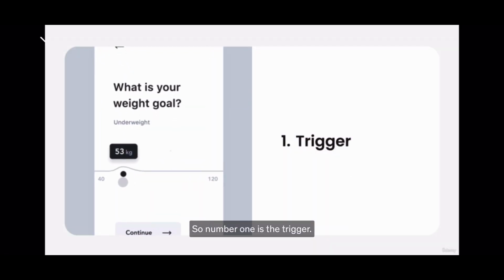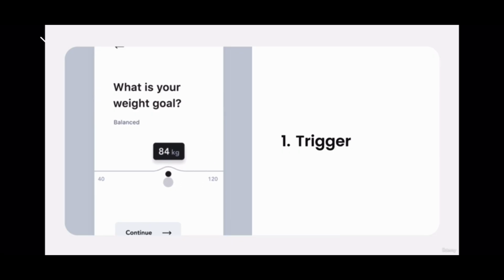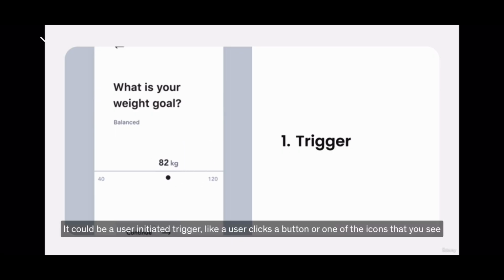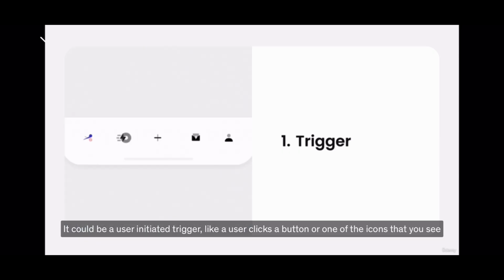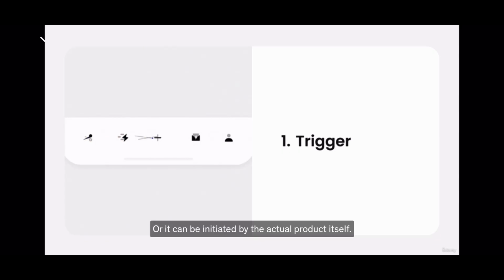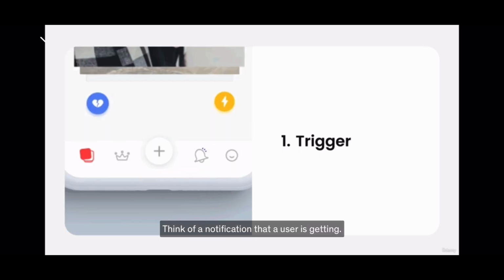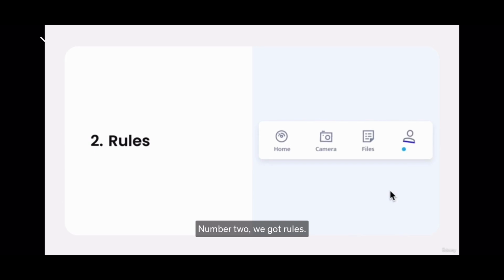So number one is the trigger. This is what starts the micro interaction. It could be a user-initiated trigger, like a user clicks a button or one of the icons that you see over here. It can be initiated by the actual product itself. Think of a notification that a user is getting.